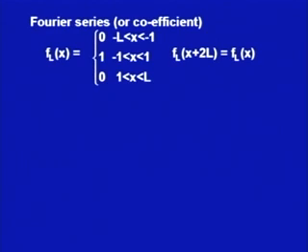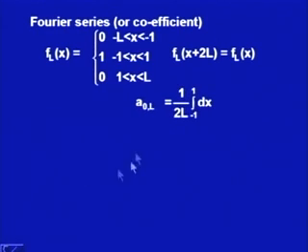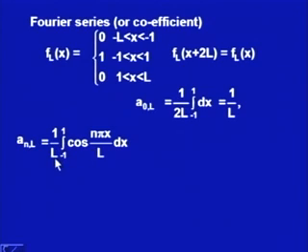Let us find the Fourier coefficients using Euler's formula. A naught L, using this particular L, is 1 upon 2L integral from minus 1 to plus 1 dx, because the function is 0 from minus L to minus 1 and 0 from 1 to L. So, we do have 1 only in the interval minus 1 to plus 1, which is nothing but 1 by L. And a_n would be nothing but 1 upon L integral from minus 1 to plus 1 of cos(n pi x by L) dx, because the function is 1 in the interval minus 1 to plus 1. What will be this integral?